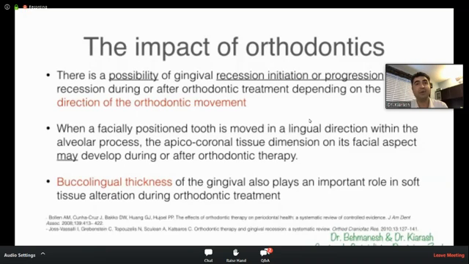So these are things that we need to think about when we're looking at this from a multi-disciplinary approach, asking ourselves the question, do I need to treat the site prior to starting orthodontic tooth movement? And it's very critical that if it does need treatment, that it be done before starting orthodontic tooth movement.